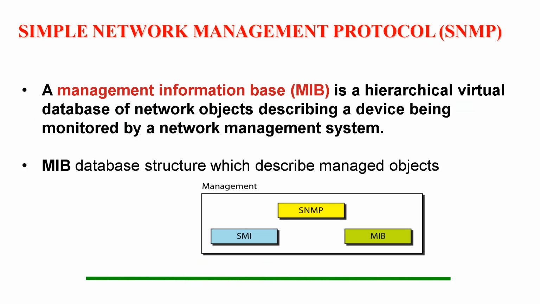And the MIB component is a hierarchical virtual database of network objects describing a device being monitored by the network management system. MIB database is a structure which describes the managed objects, which are the objects managed by a particular manager, or the agents which are managed by a particular management, and it is a data structure which is listing these kind of information.